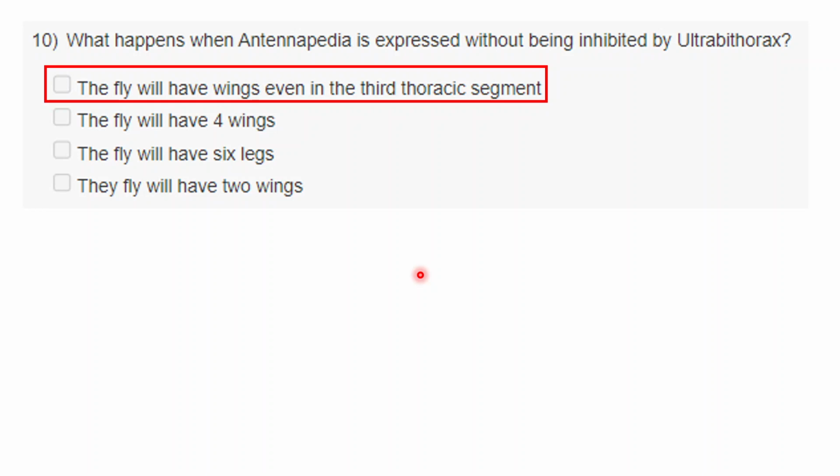The fly will have 2 wings. This will not be the answer because the fly will have 4 wings, 6 legs and wings in the third thoracic segment.